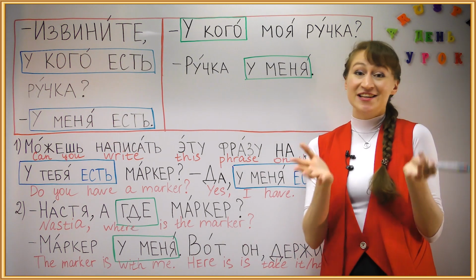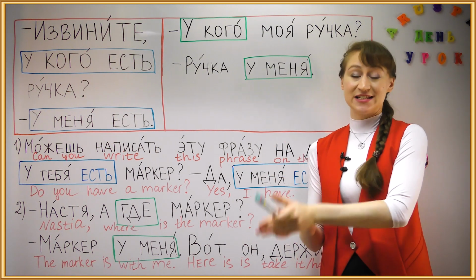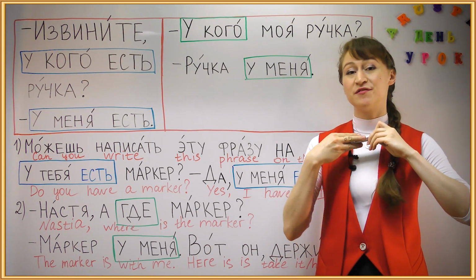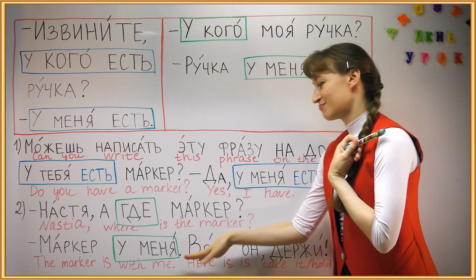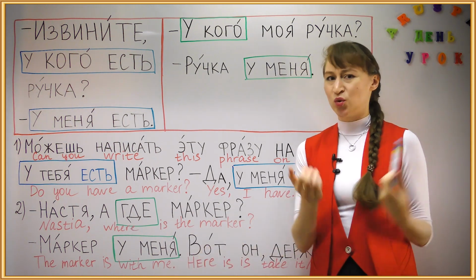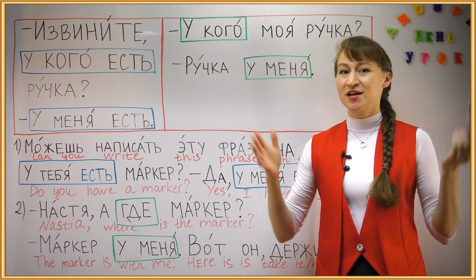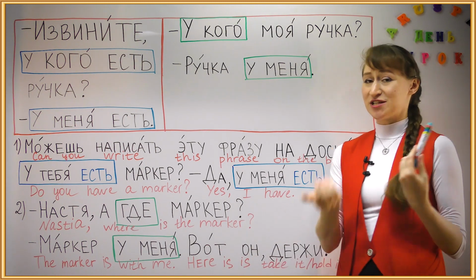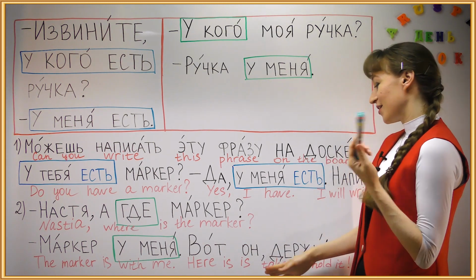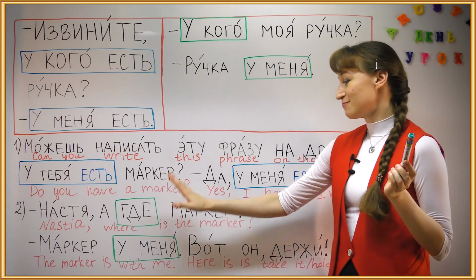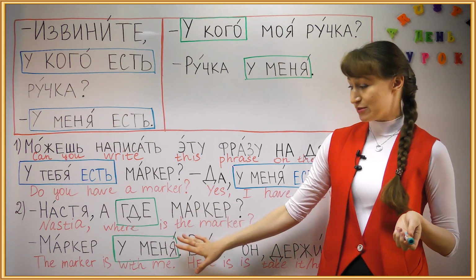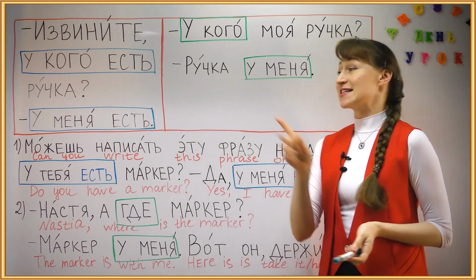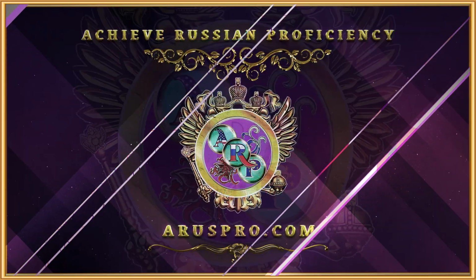So here again, we both know that the marker exists somewhere. Just Anya just doesn't know where it is at the moment. But I know it. I know that it's with me. It's in my world somewhere. I don't specify where it is. It may be in my pocket, on my desk. I don't know. Somewhere. It's just у меня. Вот он, держи. Again, here we don't use есть. Let's look at more examples and let's practice this very important nuance.